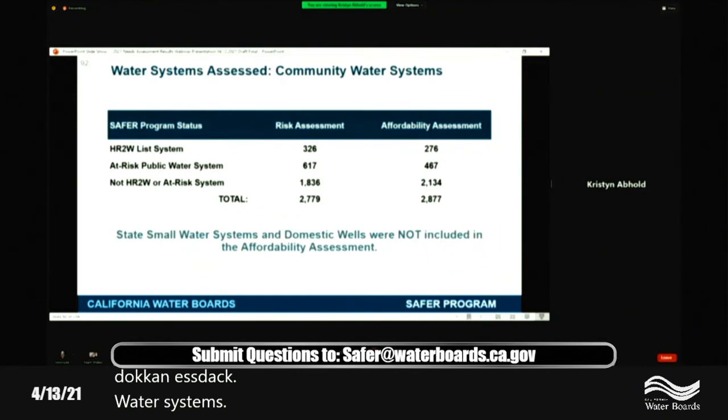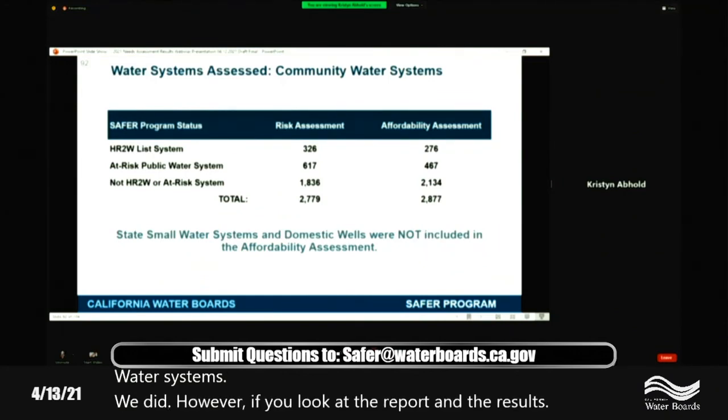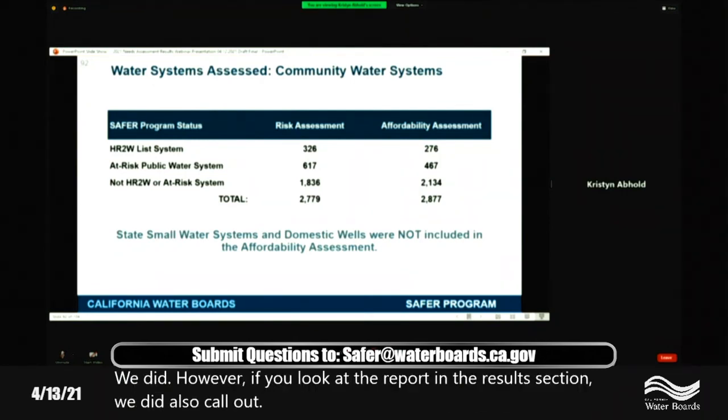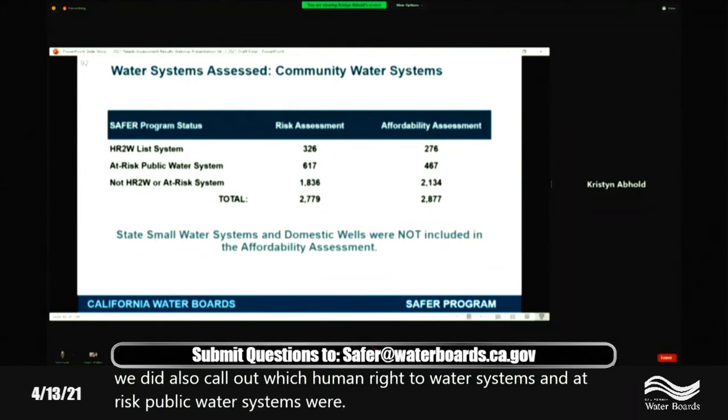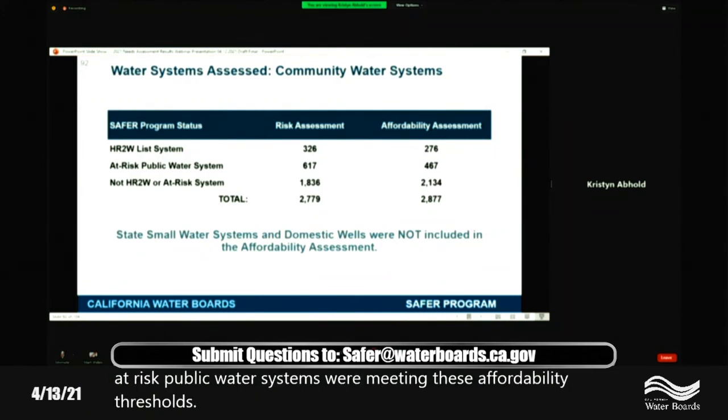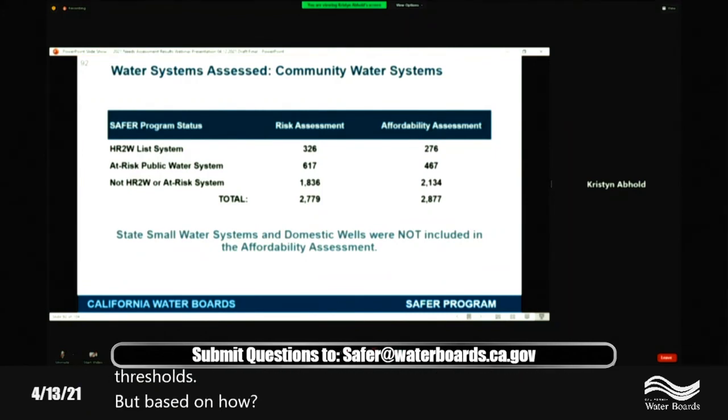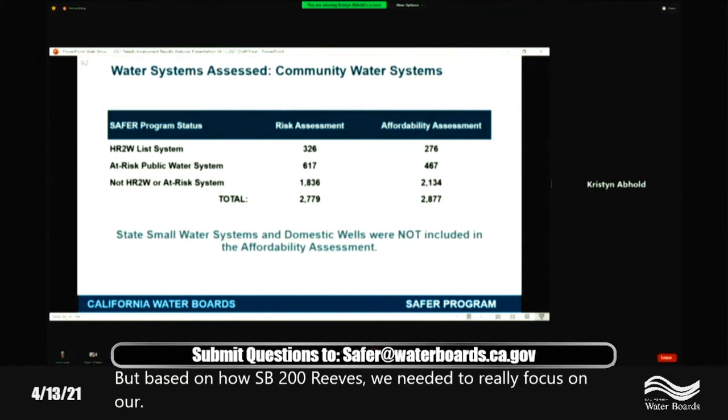We did, however, if you look at the report in the results section, also call out which human right to water systems and at-risk public water systems were meeting these affordability thresholds. But based on how SB 200 reads, we needed to really focus on our DAC and SDAC systems.